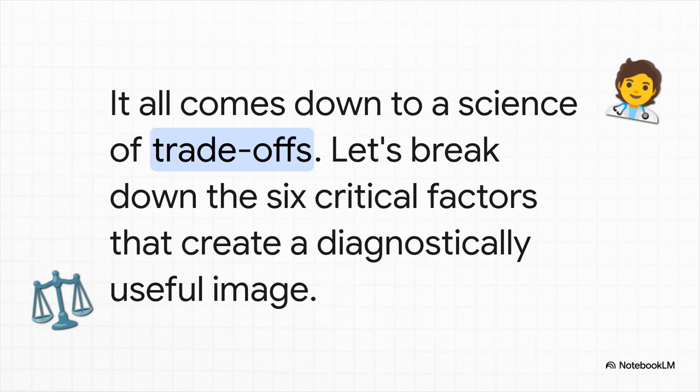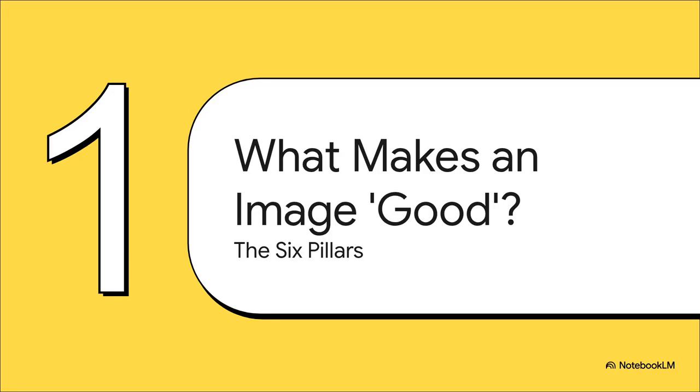Exactly. It all boils down to a science of trade-offs. You just can't crank up the sharpness to the max without messing something else up. And getting that balance just right, well, that's the difference between a picture that's totally useless and a scan that literally saves a life. So, what are these critical factors? Well, we can think of them as the 6 pillars of image quality. And once you get these, you'll have a much better handle on how all of this medical imaging really works.